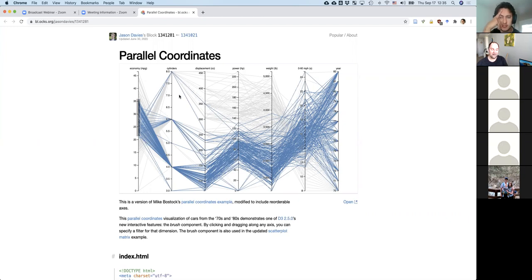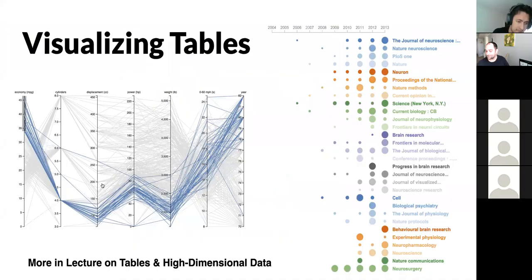And so the lines are actually quite meaningful and useful. But we'll talk more about these kinds of visualizations when we have a dedicated lecture on tabular data visualization. Okay, thank you. Sure.